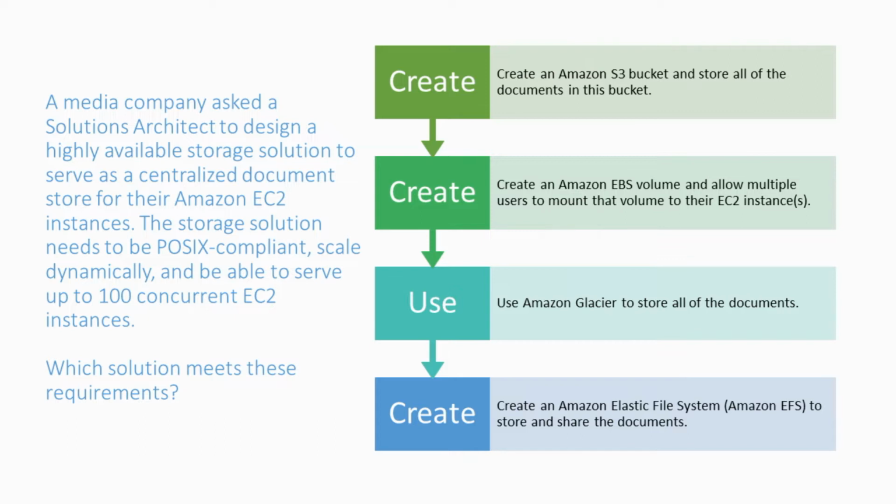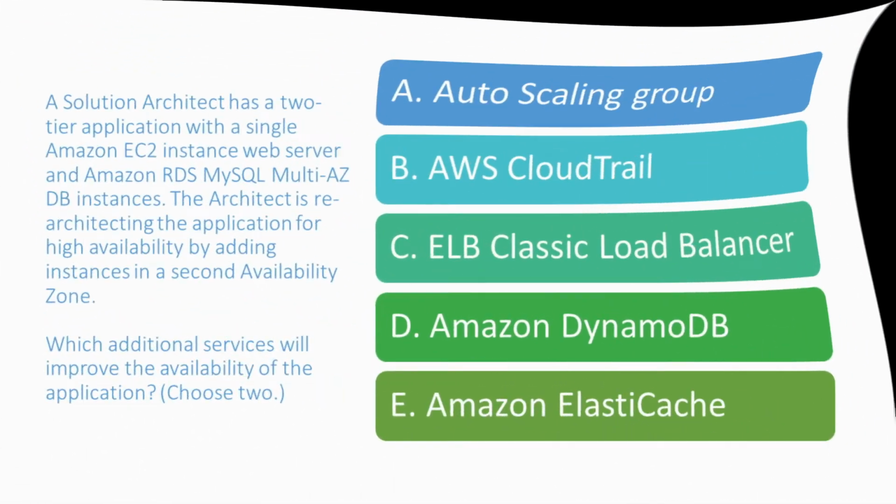Correct answer for this question is option D. Because, when you hear POSIX compliant, the first thought is normally Amazon EFS. Amazon EFS provides elastic, shared file storage that is POSIX compliant. The file system you create supports concurrent read and write access from multiple Amazon EC2 instances and is accessible from all of the availability zones in the AWS region where it is created. Let's talk about the next question.